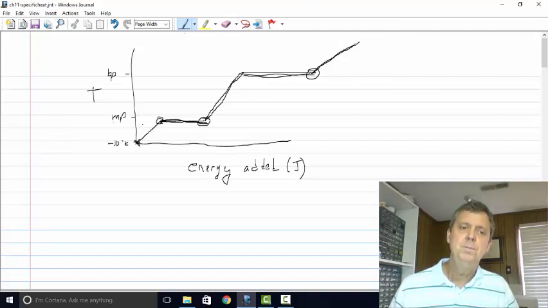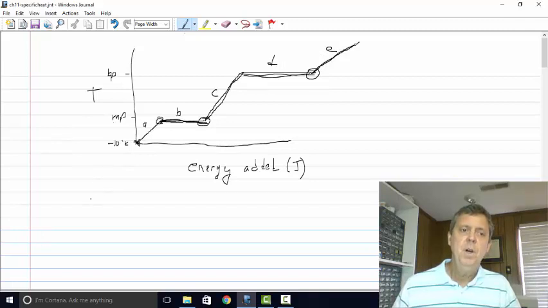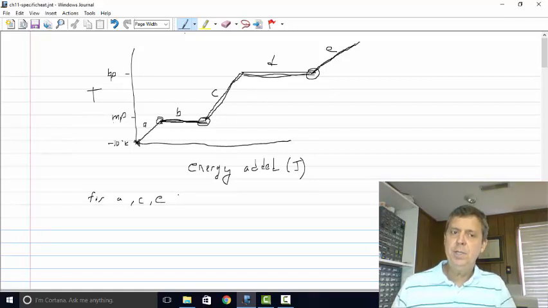All right, so let's label this A, B, C, D, and E. So these are five different lines we have to worry about. Now, for A, C, and E, we have materials in the same phase. We're not changing phases at all. We're just heating or cooling a solid, liquid, or a gas.